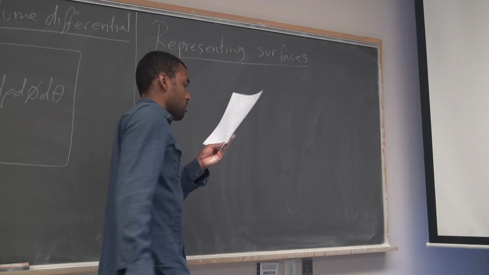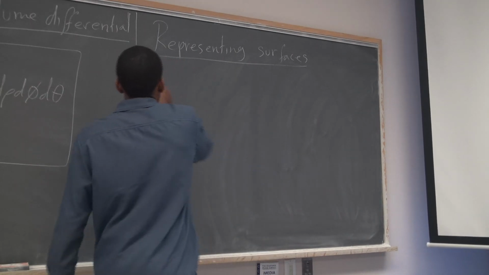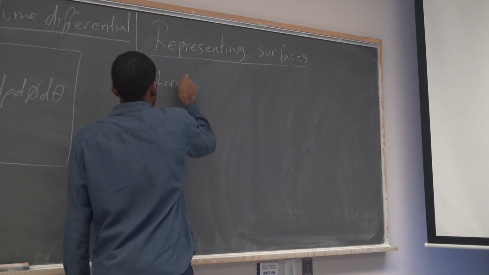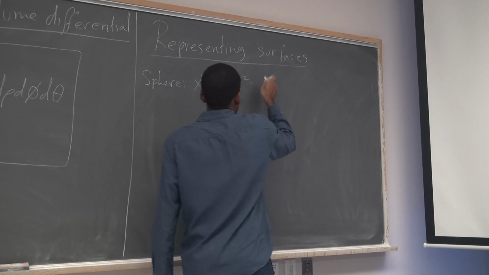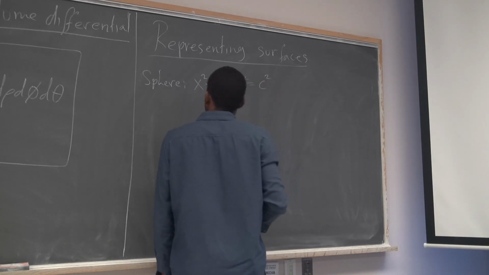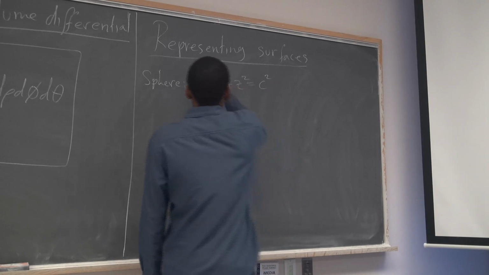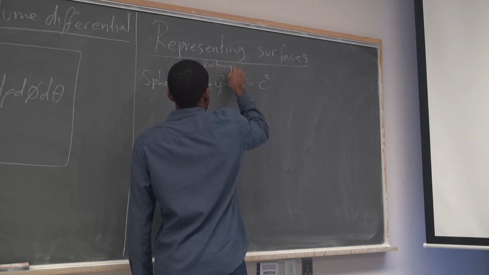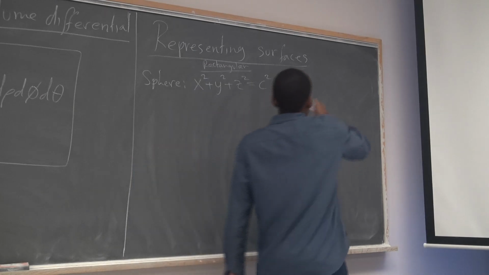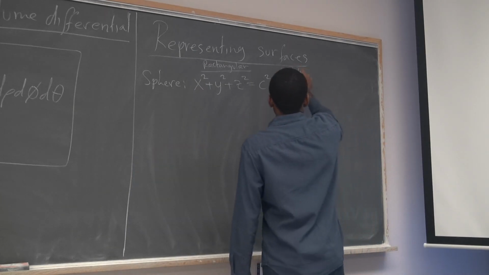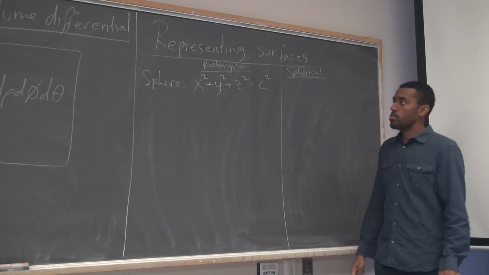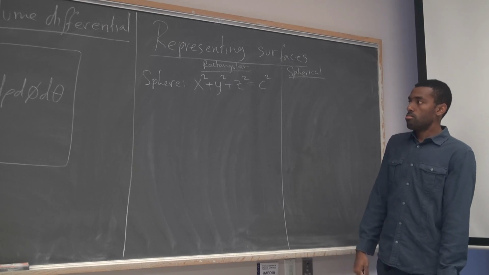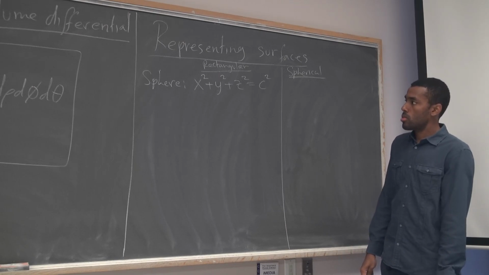Let's say I gave you a sphere. x squared plus y squared plus z squared equals c squared. Right? This is in rectangular coordinates, that's the equation. What would it look like in spherical coordinates? What's the equation of that sphere? It would be rho sine phi cosine theta squared. Well, it's rho.